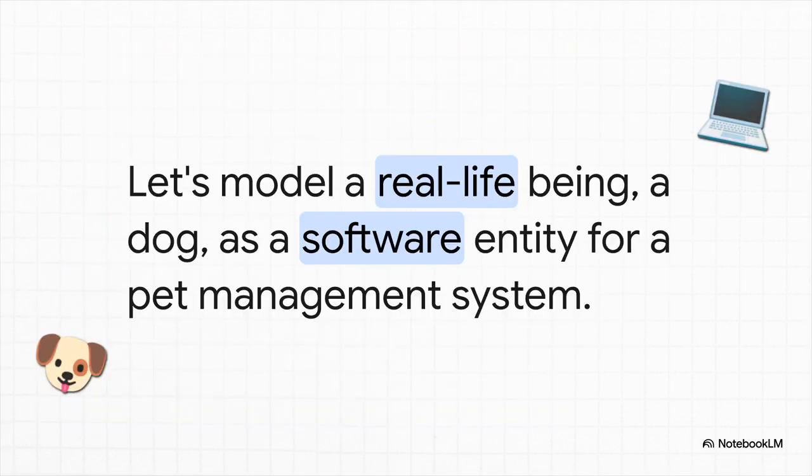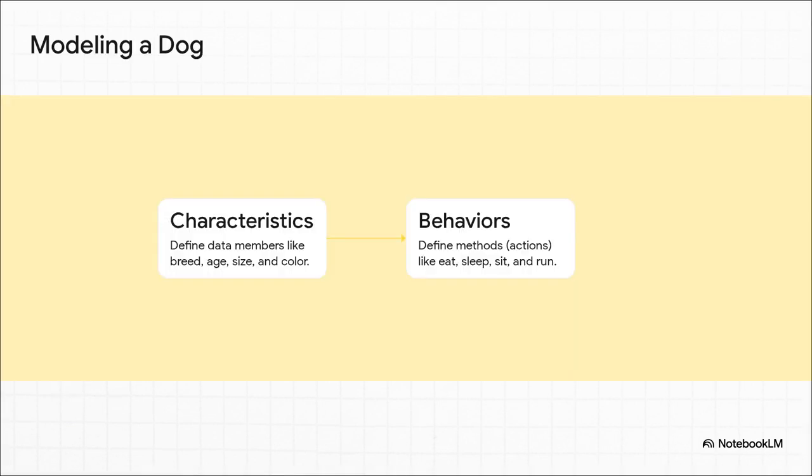Okay, let's make this super concrete. Imagine for a second we're building some software, say a pet management system. The very first thing we'd need is that blueprint, our class, for a dog. So our dog blueprint needs two key things. First, its characteristics. Programmers call these properties, things like its breed, its age, its color. And second, its behaviors, what programmers call methods. This is all the stuff a dog can do, like eating, sleeping, and sitting. Makes sense, right?